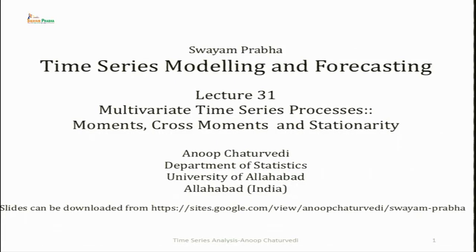Welcome to lecture 31st on time series modeling and forecasting. So far, we have considered univariate time series, that is, the time series has been observed on a single variable. And in univariate time series, we assume that the present observation depends upon past observations and past shocks. And that is how we develop different time series models like ARMA models.